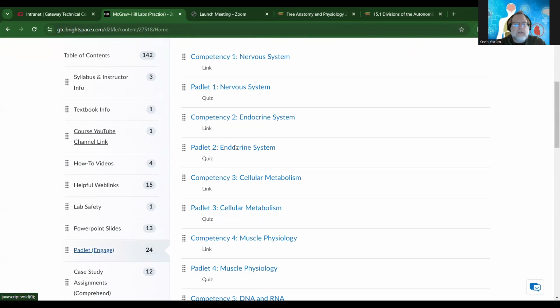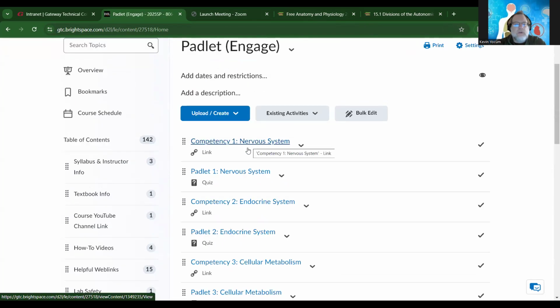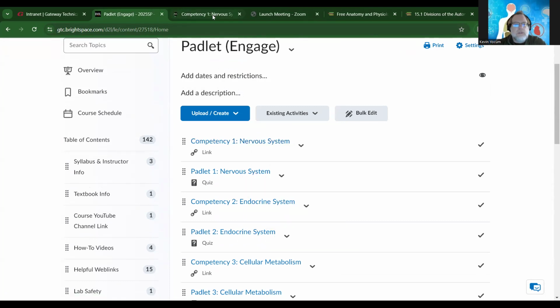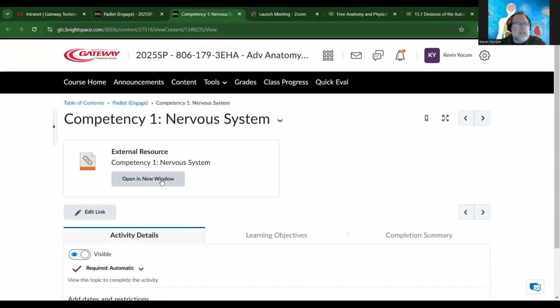The Padlets also have wonderful. Oh, it lets me do that. Yeah, I guess it does. Okay, open a new window. Excellent.